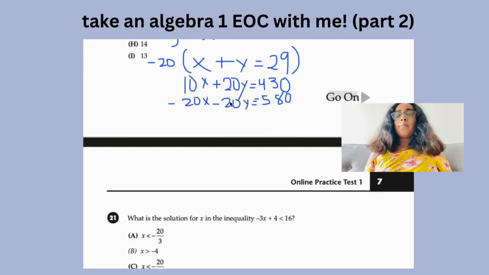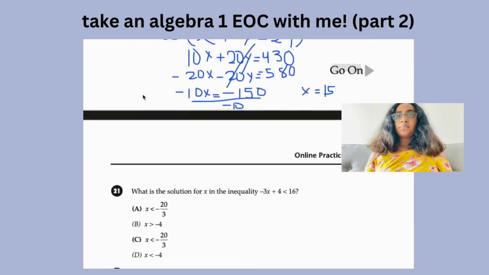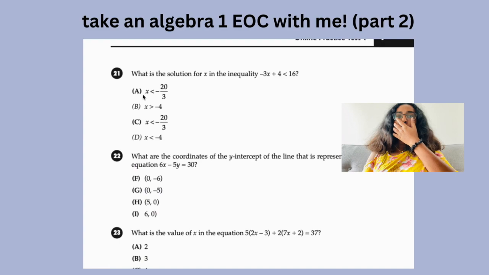Okay. Combine like terms all together. So we have minus 10x equals, I think it's minus 150. Yeah, and then you divide both sides by minus 10, and then you get x is equal to 15. There are 15 child tickets that were sold. Answer is G. Now let's keep going.